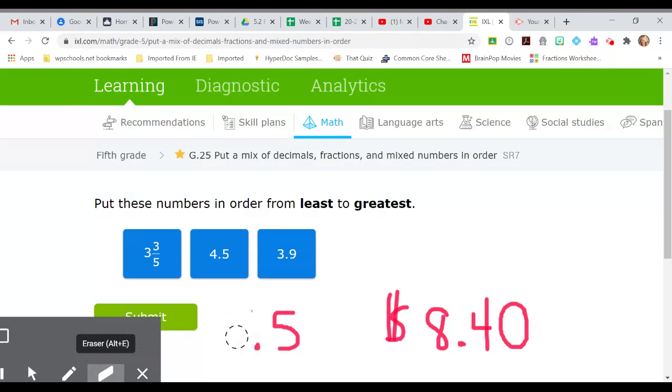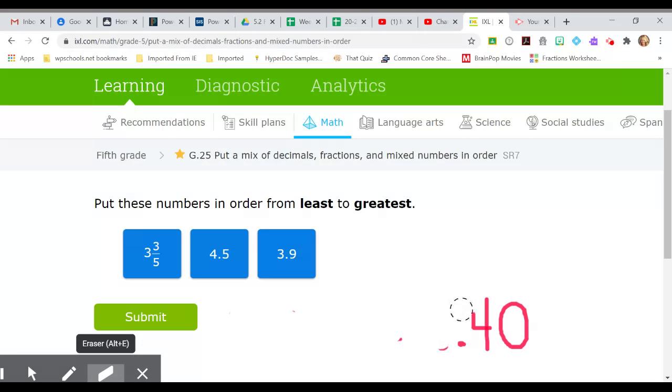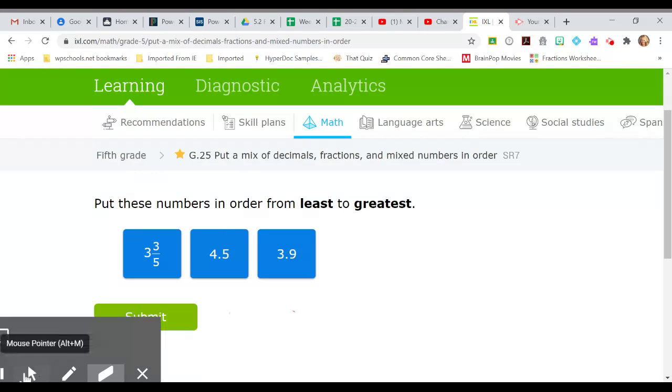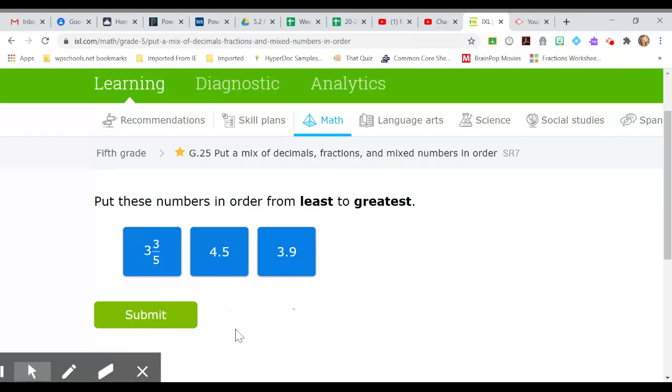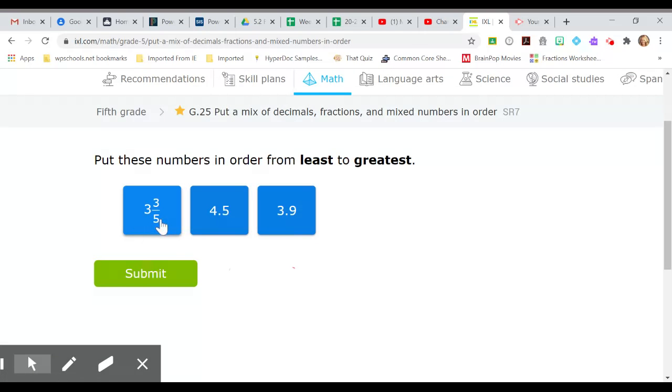All right, let me erase this and let's look at our next example. I have three numbers here and I need to order them from least to greatest. So I have 3 and 3/5, 4 and 5/10, and 3 and 9/10. Right away, I know which one is going to be the biggest just looking at my whole number spot. Which one of these is the largest of the bunch, Devin? 4 and 5/10. Yes, this one is the largest because it has 4 whole and the other ones are only 3. So I'm going to put that at the end.